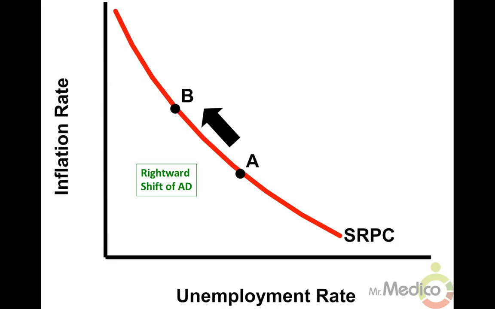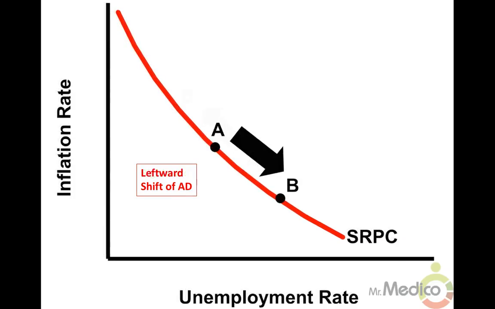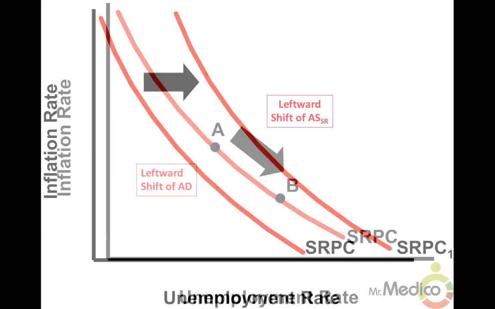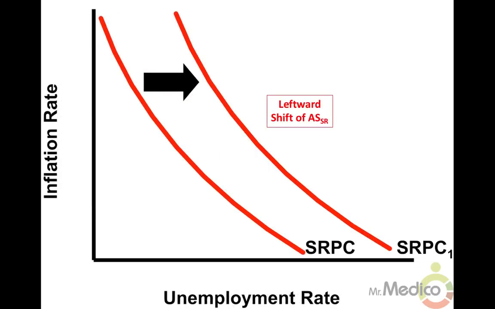There you go. Rightward shift of AD is point to point left. And a leftward shift of aggregate demand is point to point to the right. If there's a shift in the short-run aggregate supply curve, then there's a shift of the short-run Phillips curve.